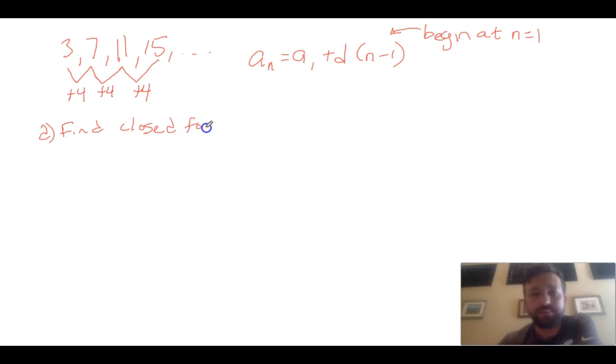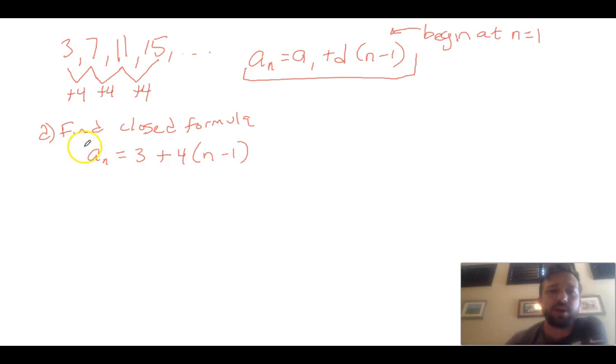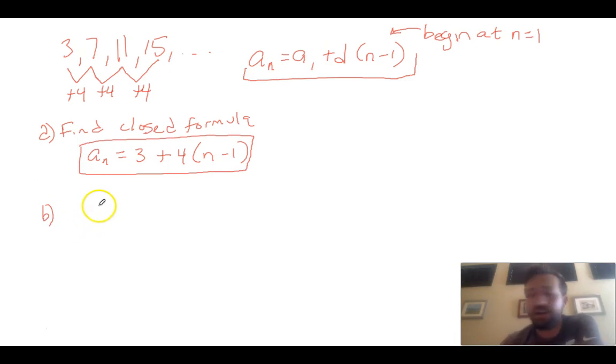Okay, so the first question is: find the closed formula. This is the formula, and we just need to fill everything in and we've got our answer. So a_n equals the first term, 3, plus the common difference, which is 4, times n minus 1. There's the first question: find the closed formula.